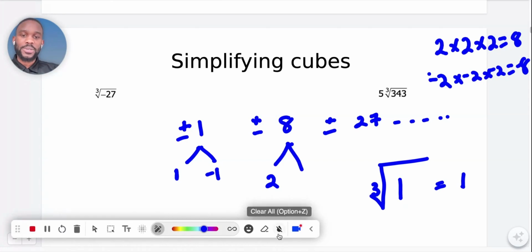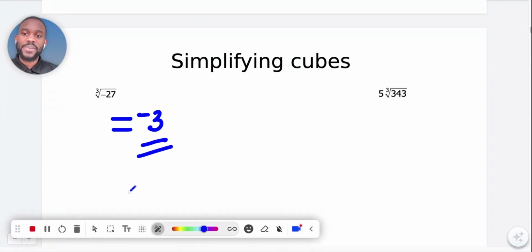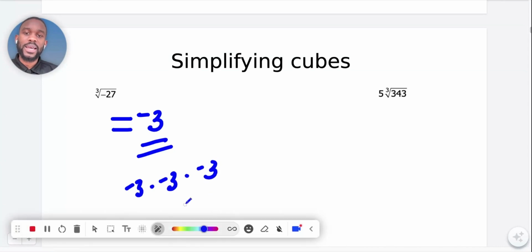Okay, so let's get into these examples. Find the cube root of negative 27. First of all, you need to find out, is negative 27 a perfect cube? Yes, it's a perfect cube because the cube root of negative 27 is negative 3. Meaning if I multiply negative 3 times negative 3 times negative 3, I will get negative 27. So that's the cube root.